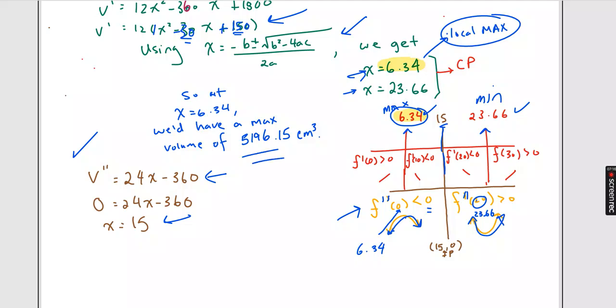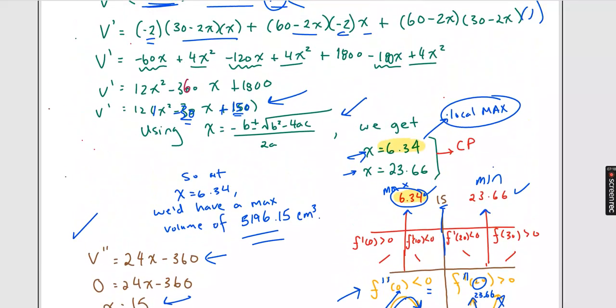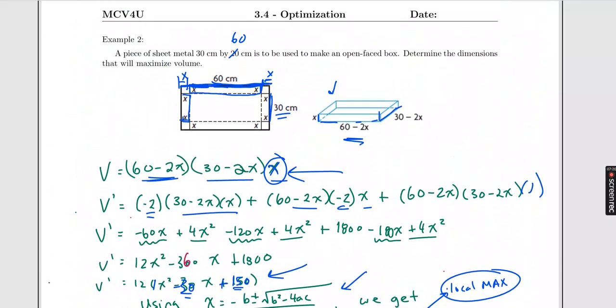Now what I didn't do for this one is check the endpoints. So if x was 0, that means 0 height. Well, what would the volume be? The volume would also be 0. If there was no height, you have a 2D shape, you have no volume. And what would the highest possible value of x be? The highest possible value of x would be 15.